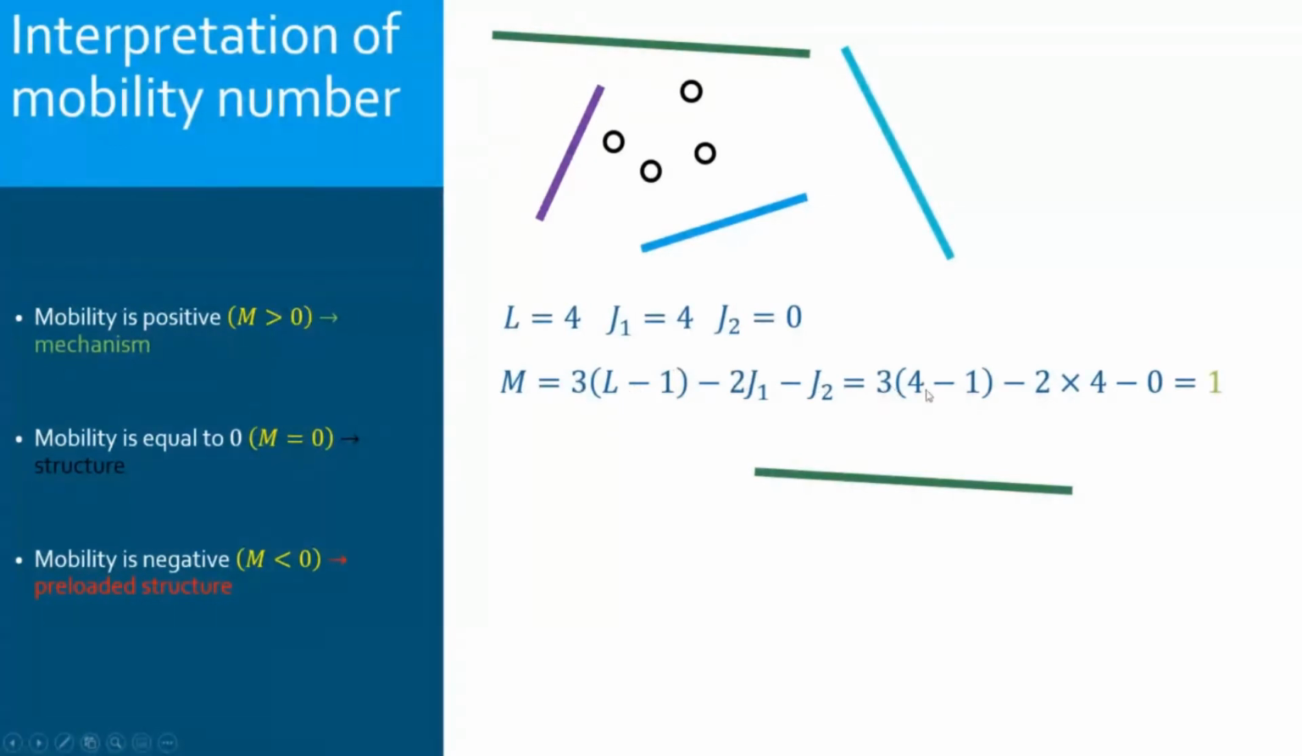Now if I substitute in the Grübler equation, I will have 3 times (4 minus 1), minus 2 times 4, and minus 0, and this will give me 1. It means that it's fine. I can assemble the mechanism easily. As the mobility is 1, it's strictly positive, so I can talk about a mechanism. I can assemble them together.